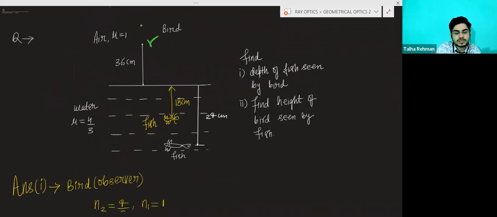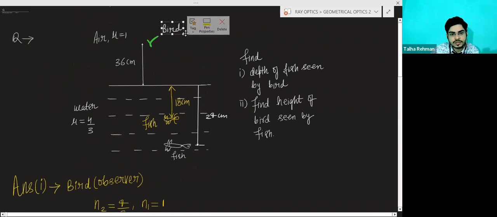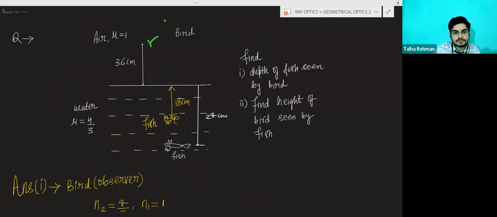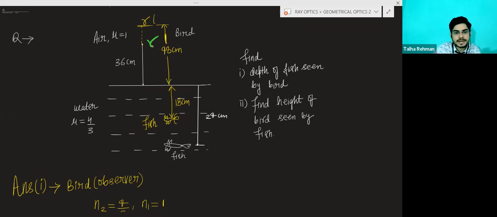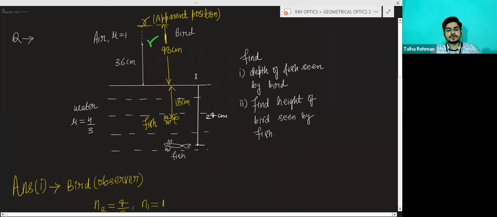48 centimeter. So we can say that this bird will appear to the fish somewhere here, at a height of 48 centimeter from the surface. This is the apparent position of the bird, and this is the apparent position of the fish.